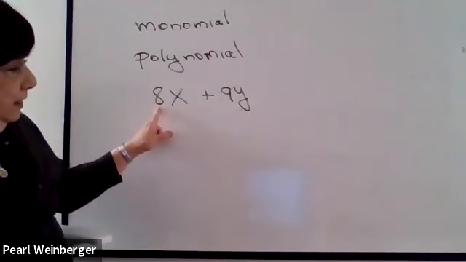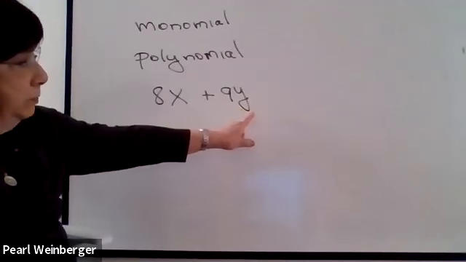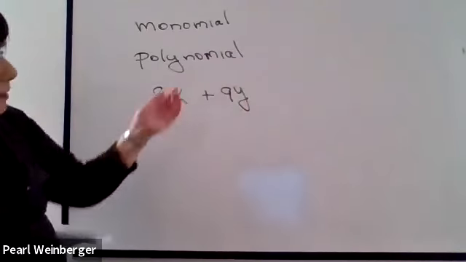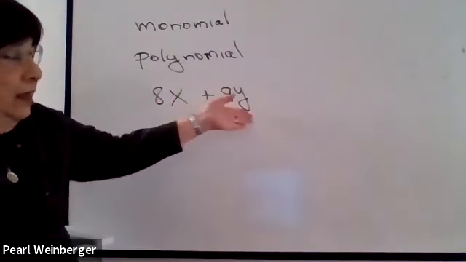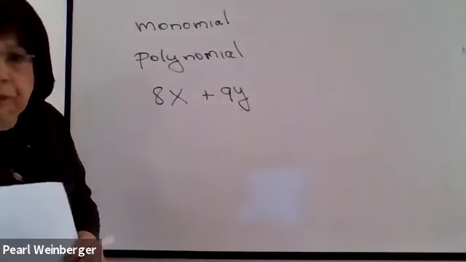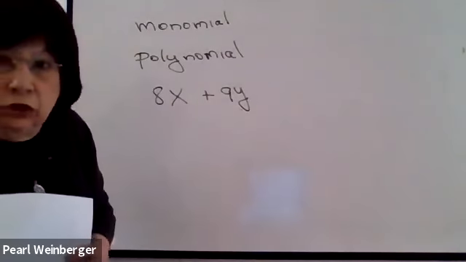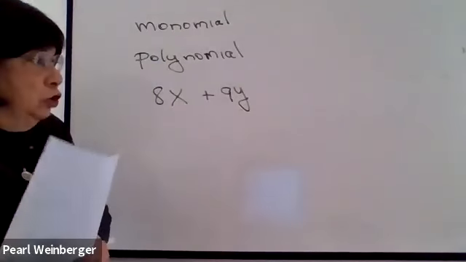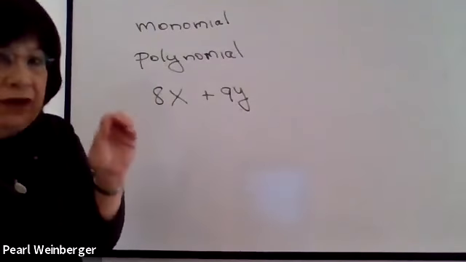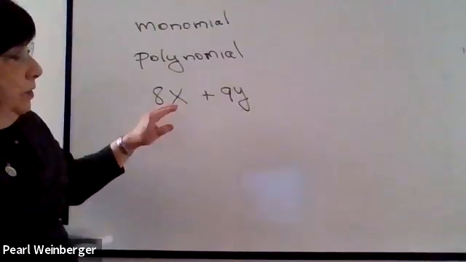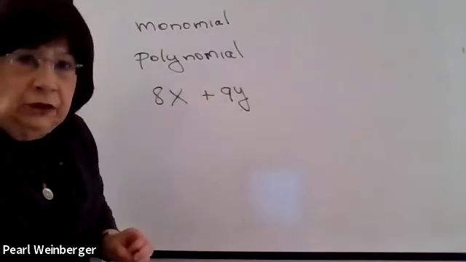This means 8x, I'm multiplying 8 times x. 9y means I'm multiplying the 9 times whatever the y is. And the plus in between them obviously means that I am adding them. And these, by the way, are what we call unlike terms. Like terms means that the letter parts, the variable parts, are identical. When the two letter parts are not identical, they are unlike terms.